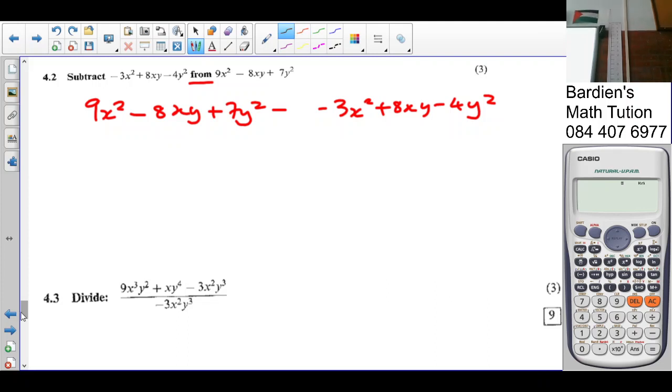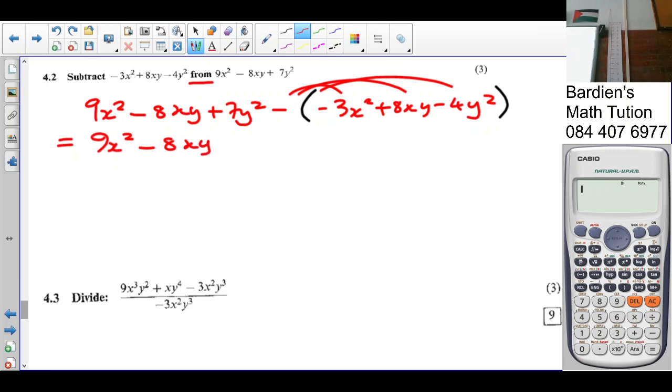Why do we need a bracket? More than one term following a negative sign. Not so? So what do we have to do first? Multiply this in. Get rid of the brackets. So it's 9x squared minus 8xy plus 7y squared plus 3x squared minus 8xy plus 4y squared.